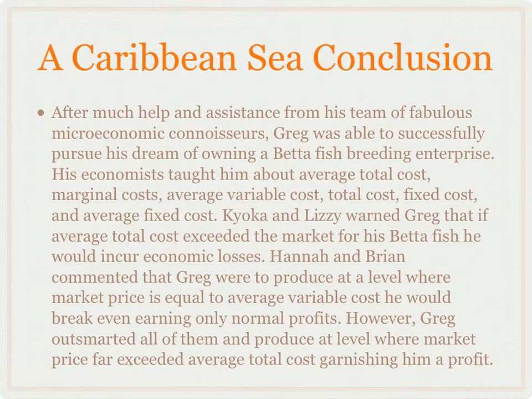After much help and assistance from his team of fabulous microeconomic connoisseurs, Greg was able to successfully pursue his dream of owning a betta fish breeding enterprise. His economists taught him about average total cost, marginal costs, average variable cost, total cost, fixed cost, and average fixed cost. Kyoka and Lizzie warned Greg that if the average total cost exceeded the market price for his betta fish, he would incur economic losses. Hannah and B-Rain commented that if Greg were to produce at a level where market price is equal to average total cost, he would break even, earning only normal profits. However, Greg outsmarted all of them and produced at a level where market price far exceeded average total cost, garnering him a profit.